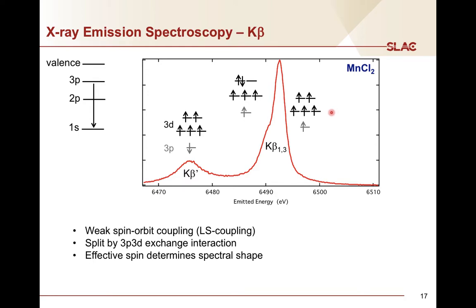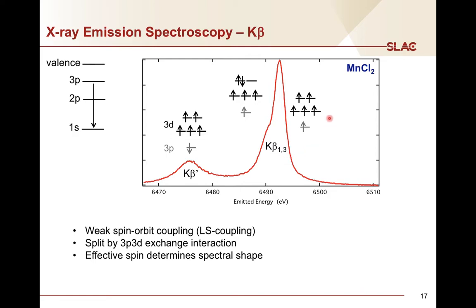So you have 5 spin up electrons. And if the 3p electron is parallel, the spin of 3p is parallel, that is one configuration. The other one is when it's antiparallel to the 3d spins. And they have a different energy.